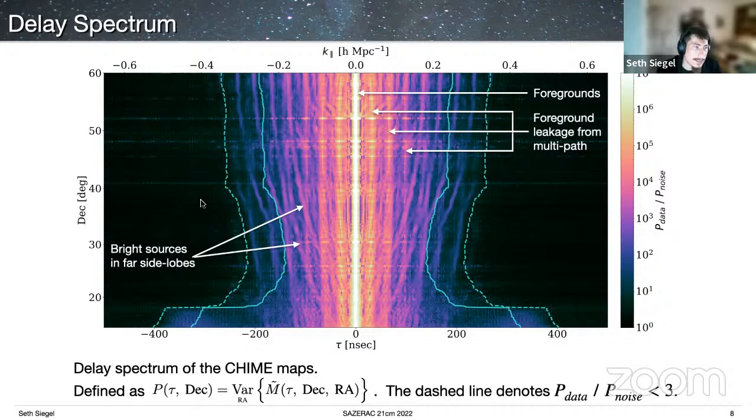At delays outside the dashed cyan line, we are reaching the radiometric noise limit. At delays slightly inside the dashed cyan line, we're dominated by residuals from bright sources in the far side lobes, but these are fairly localized in the sky and can be easily masked. So we use the solid cyan line for the cutoff of our delay filter, which is around 200 nanoseconds or 0.2 h inverse megaparsec.